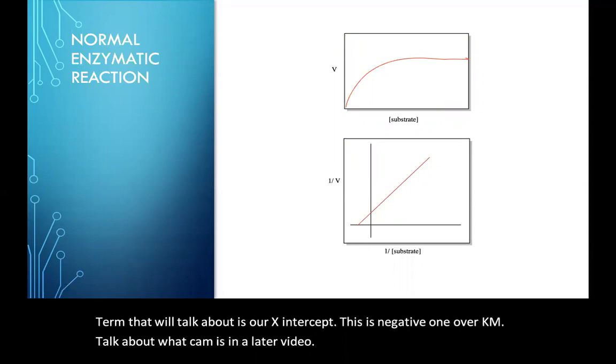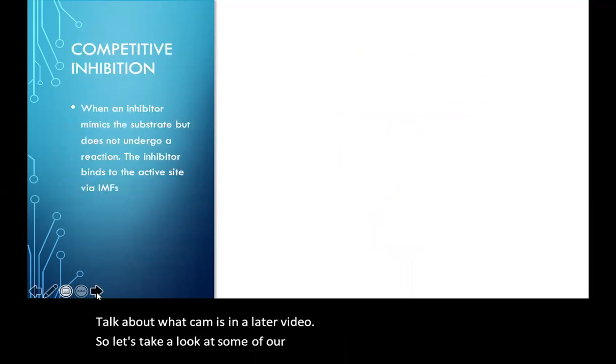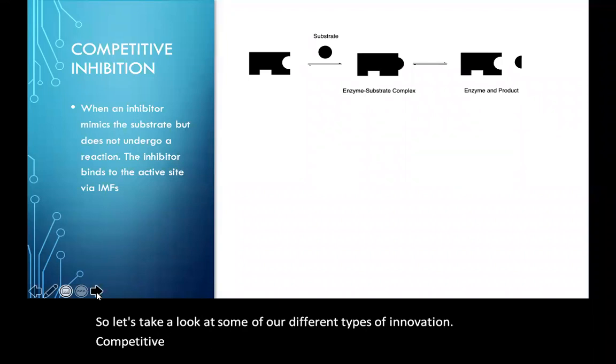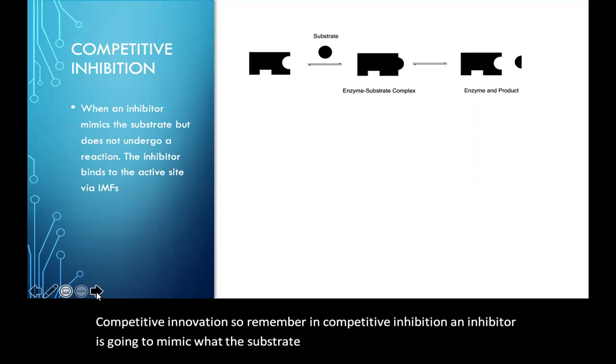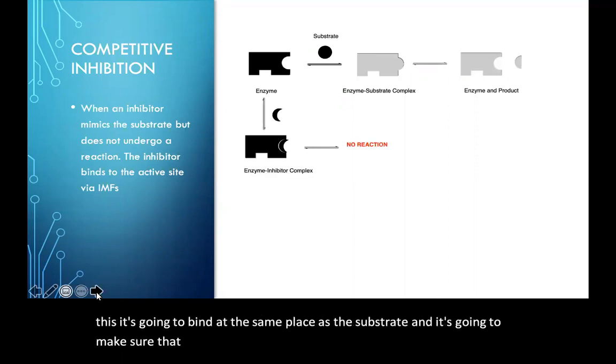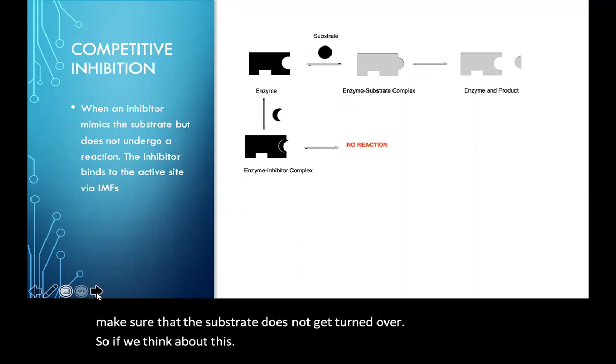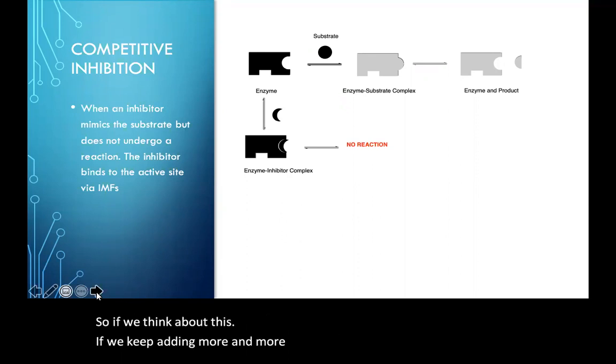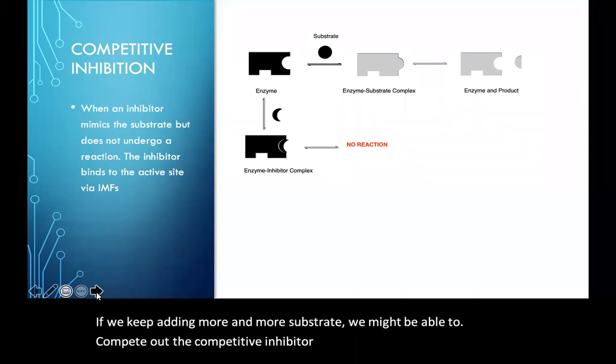So let's take a look at some of our different types of inhibition. Competitive inhibition. Remember, in competitive inhibition, an inhibitor is going to mimic what the substrate looks like. It's going to bind at the same place as the substrate, and it's going to make sure that the substrate does not get turned over. So if we keep adding more and more substrate, we might be able to compete out the competitive inhibitor and get back to our maximal velocity.